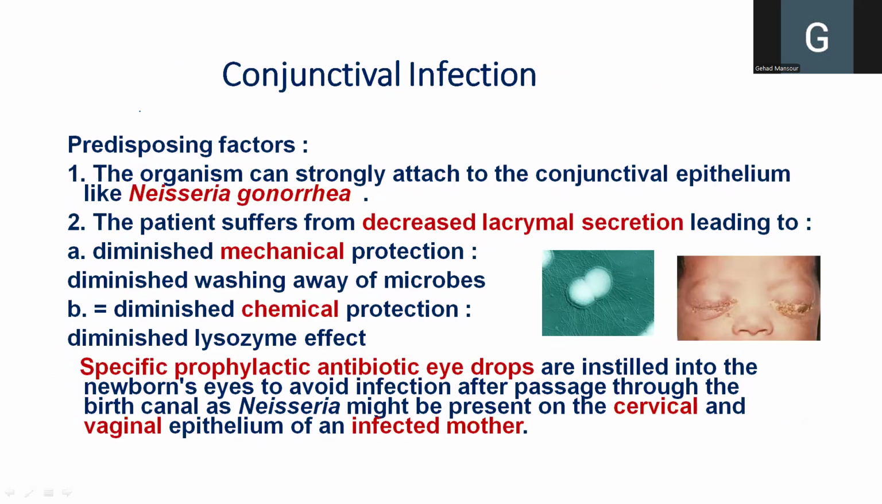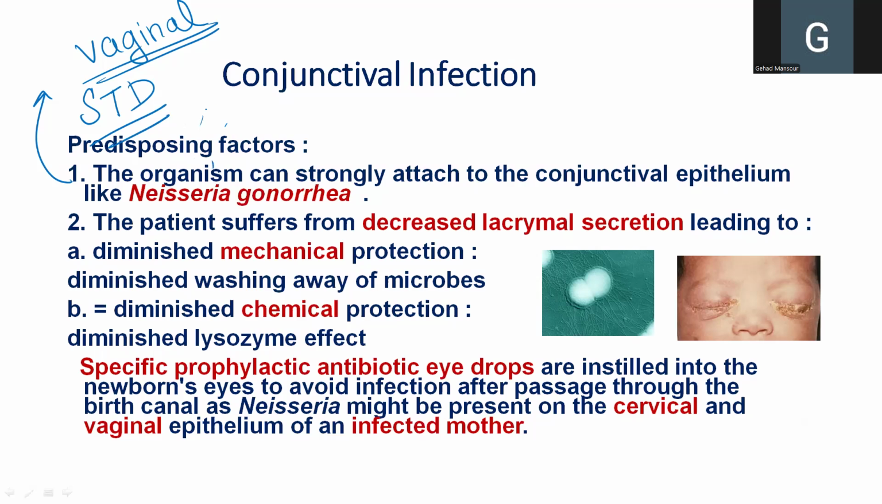On this slide, there are two important items. First of all, Neisseria gonorrhea is a sexually transmitted disease, and it occurs during vaginal delivery while the newborn is being delivered via the vagina. And the microbe is Neisseria gonorrhea, and as you can see, it is a Diplococcus, and it infects the eyes, and it's a severe infection.